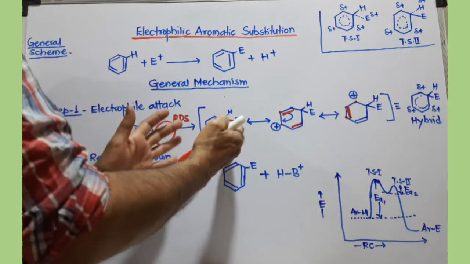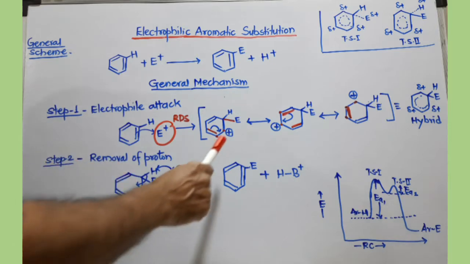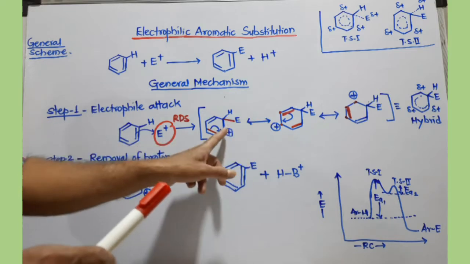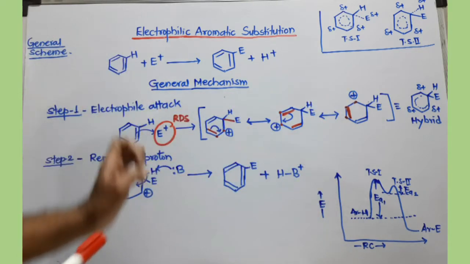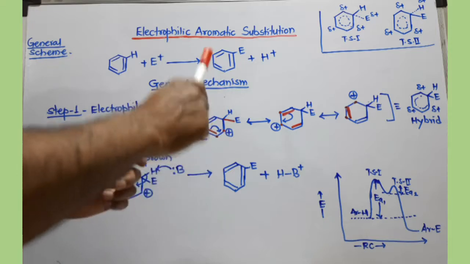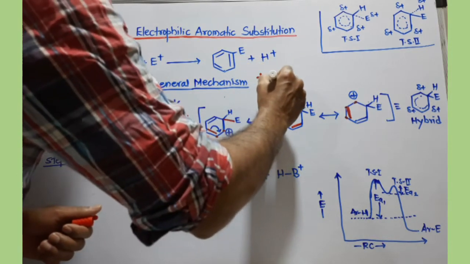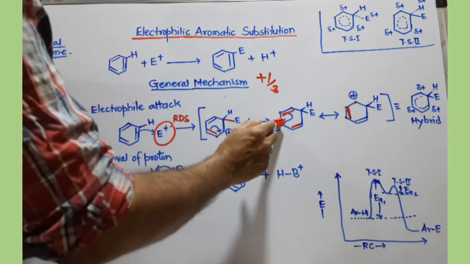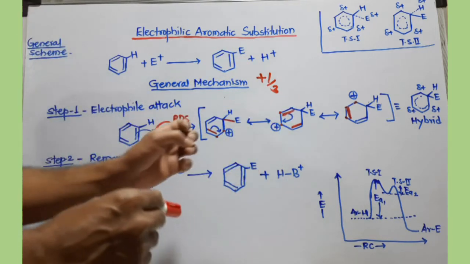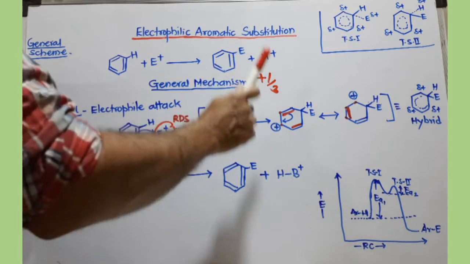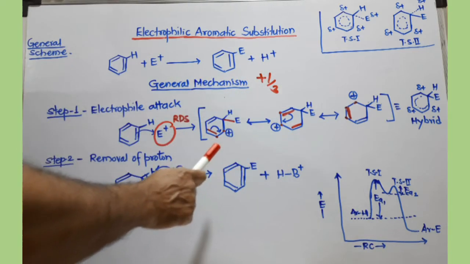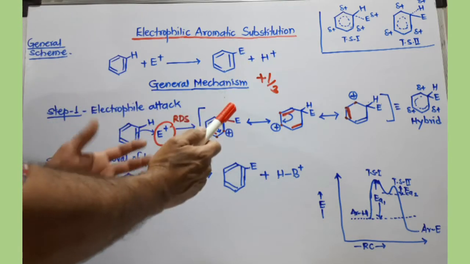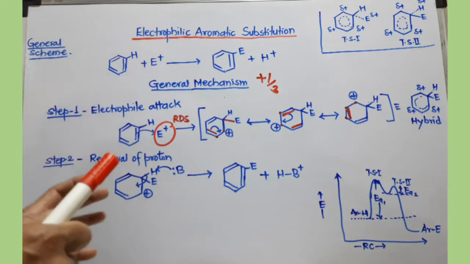Although it is unstable, this carbocation is stabilized because the positive charge is now shared by 3 carbons. So here, here and here. So actually at each carbon there is a positive charge of plus 1 by 3, which is less than 1. So plus 1 by 3 here, plus 1 by 3 here, plus 1 by 3 here. So there is no complete positive charge on any carbon. This is a fraction, 1 by 3, less than 1. So the intensity of positive charge is less.